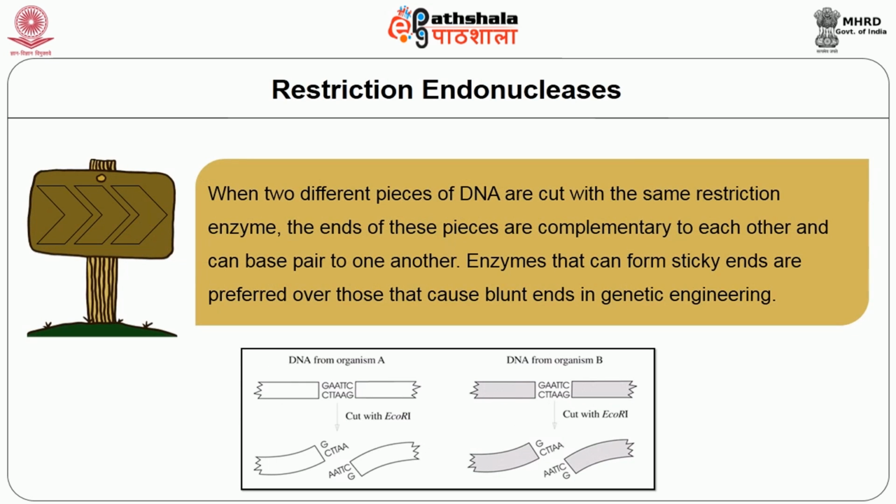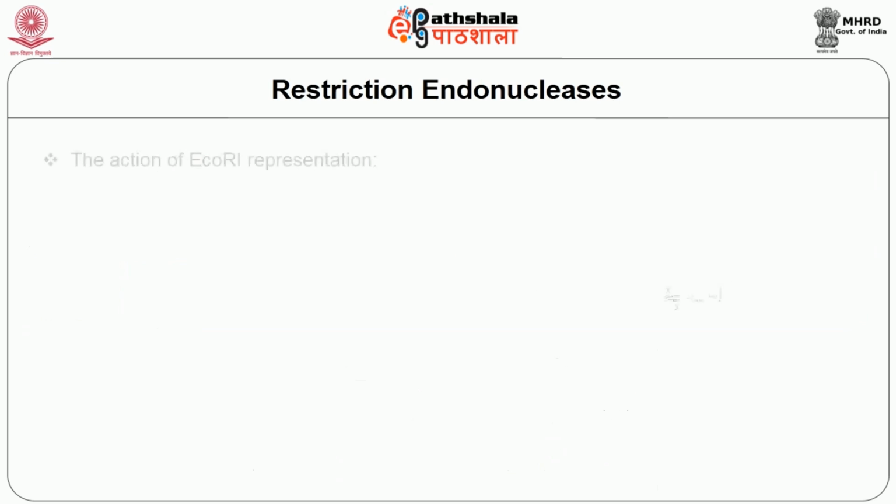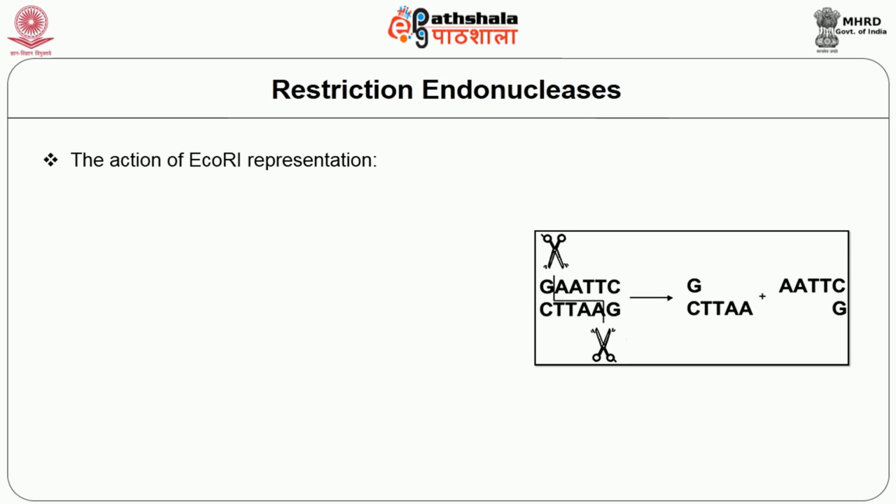When two different pieces of DNA are cut with the same restriction enzyme, the ends of these pieces are complementary to each other and can base pair to one another. Enzymes that can form sticky ends are preferred over those that cause blunt ends in genetic engineering. For example, the action of EcoR1 is represented in this figure. As you can see, the enzyme produces sticky ends.